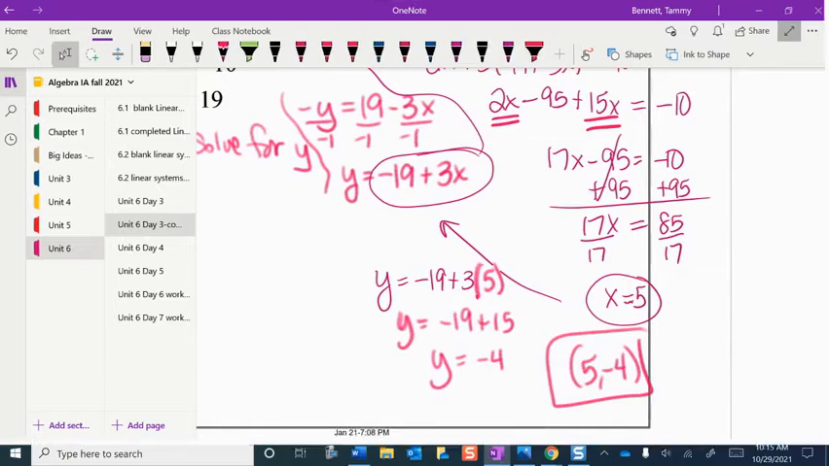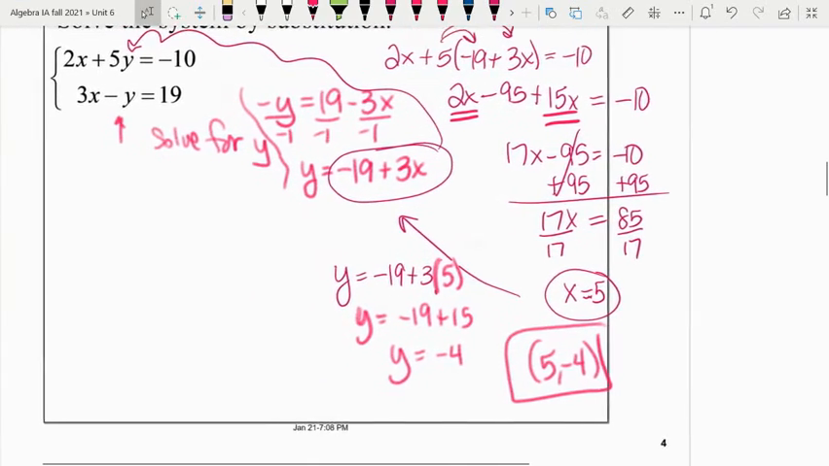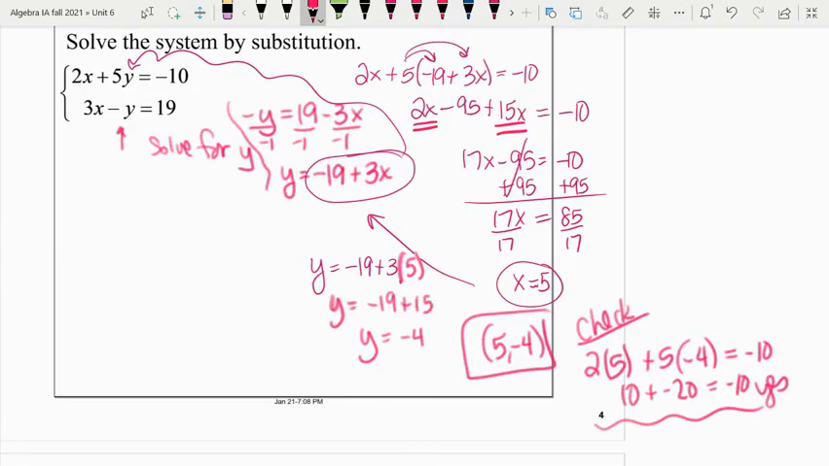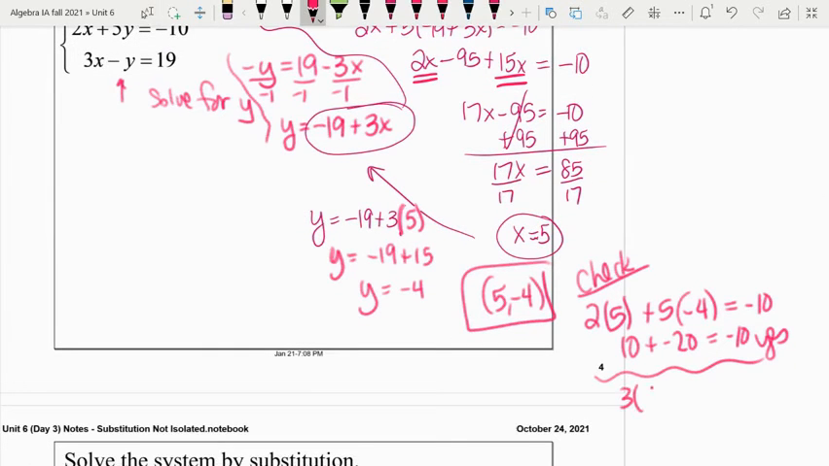So let's do a check of that. So I'm going to do 2 times 5. This is a check. So 2 times 5 plus 5 times negative 4, does that equal negative 10? So that's 10 plus negative 20 equals negative 10. The answer is yes. And then the other equation, 3 times 5 minus a negative 4, does that equal 19? So 15 plus 4 equals 19. The answer is yep. This is our answer.